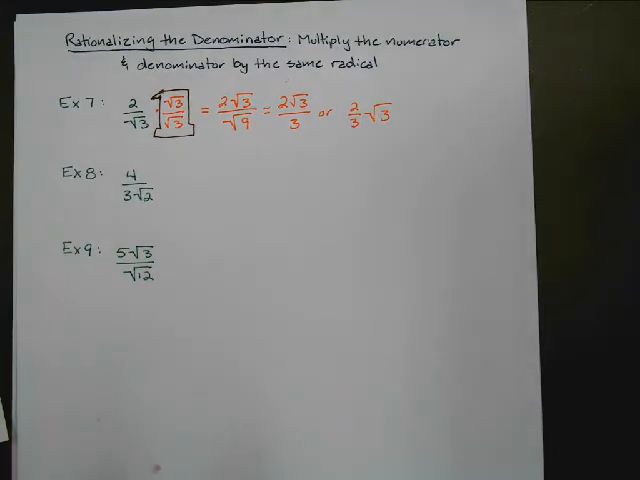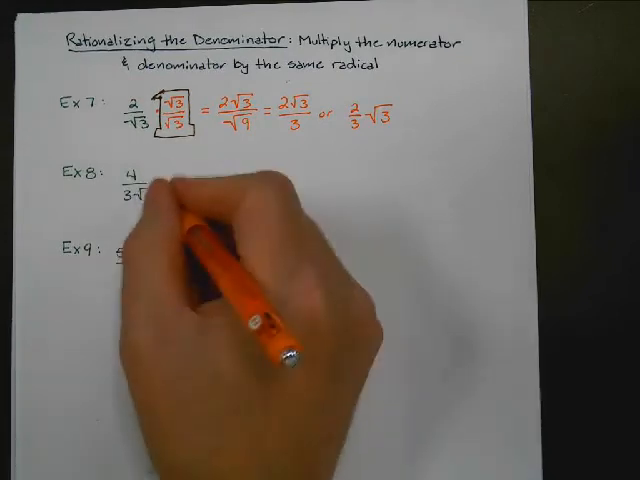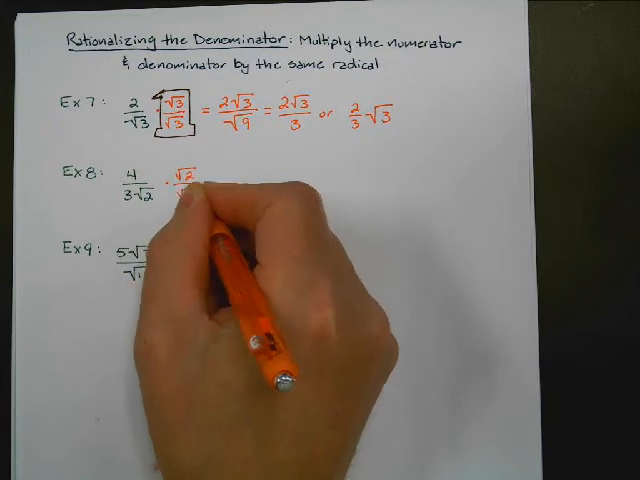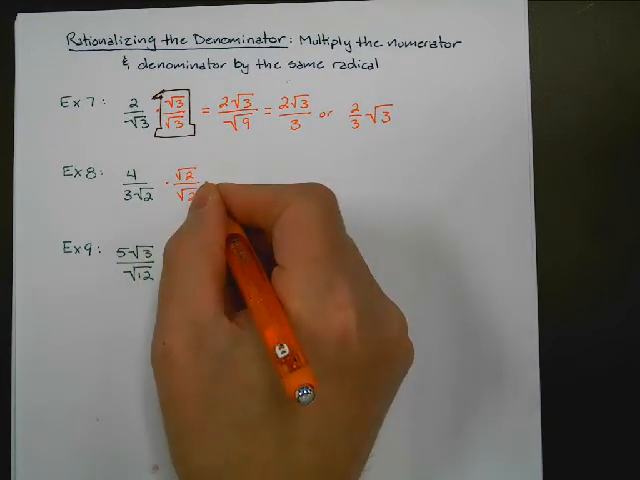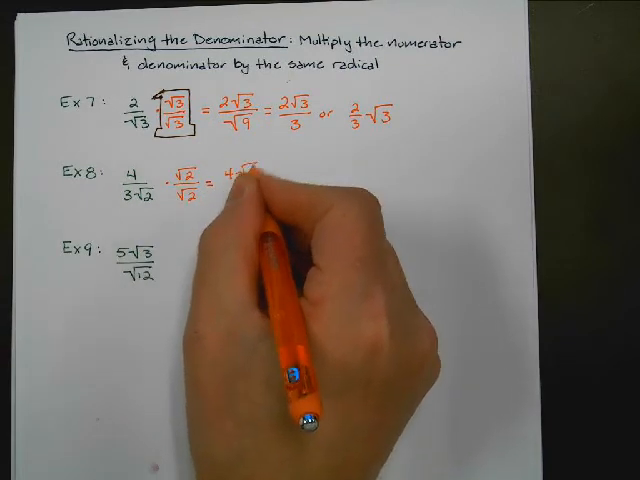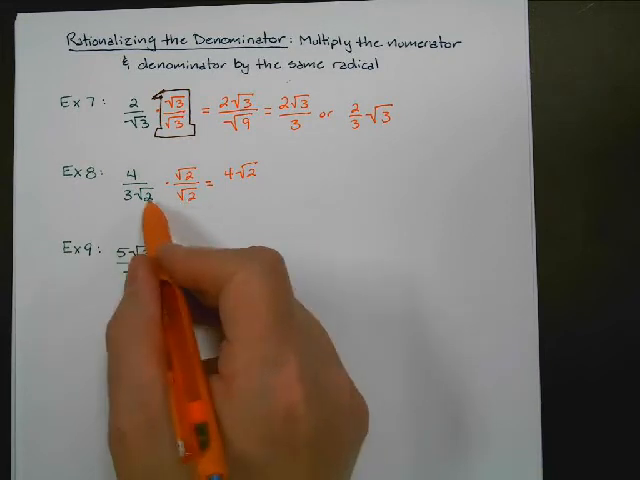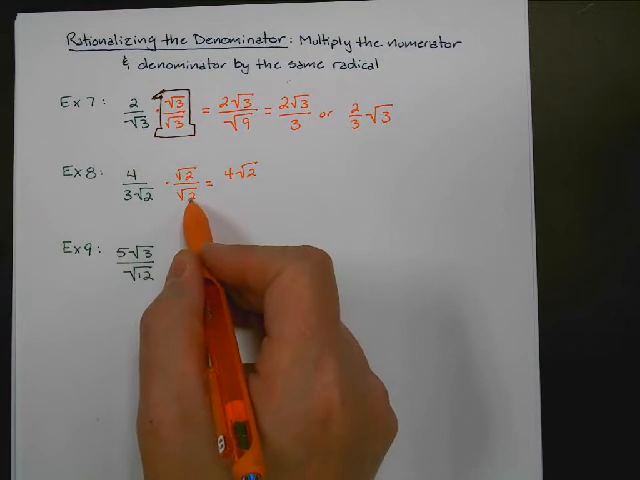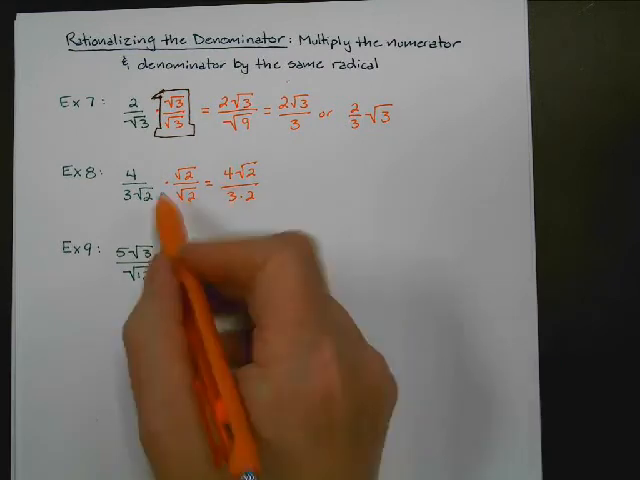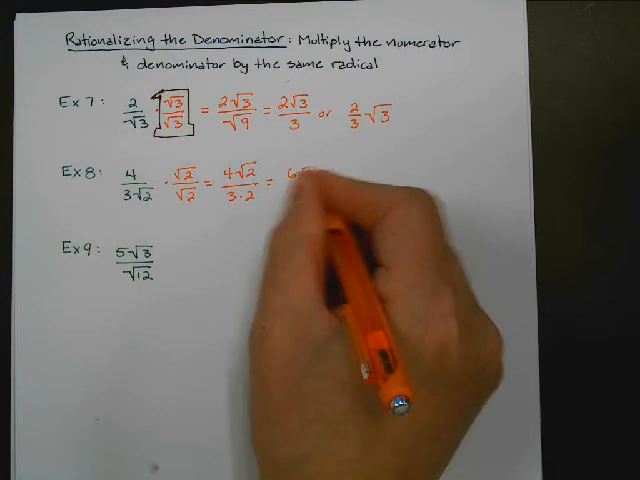All right, let's get to this next problem. Don't like the radical in the denominator. So what am I going to do? I'm going to multiply the top and the bottom by root 2, which is just multiplying by the number 1. So in the numerator, 4 times root 2 is 4 root 2. In the denominator, this is 3 times root 2 times root 2. Remember, root 2 times root 2 is 2. So here I get 3 times 2, because root 2 times root 2 is just 2.